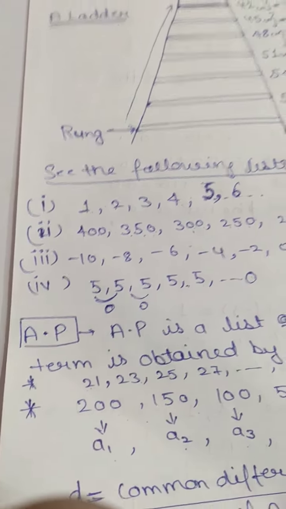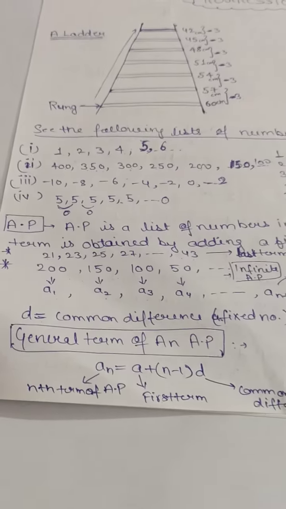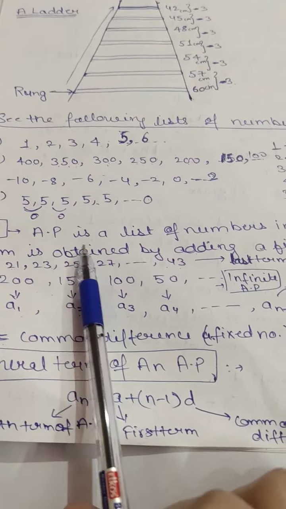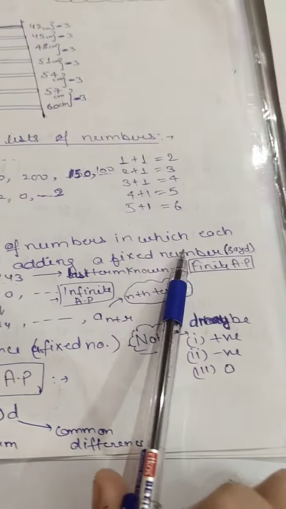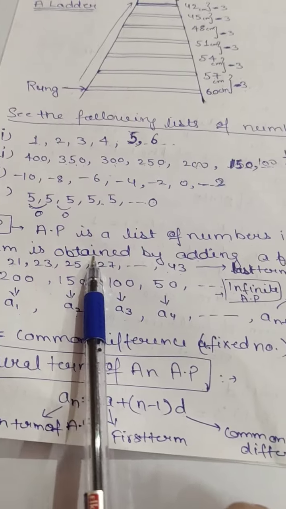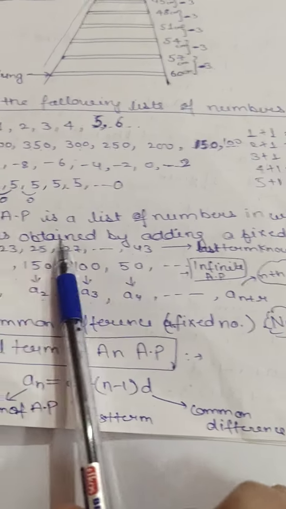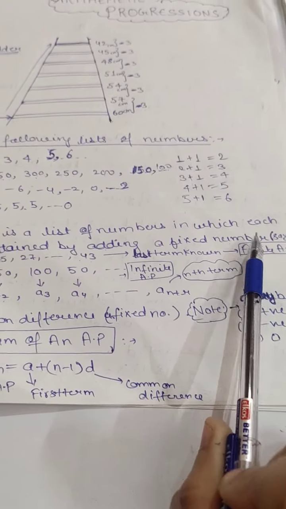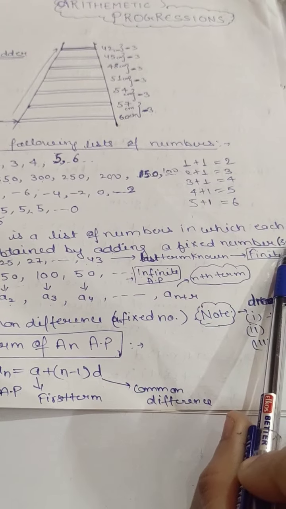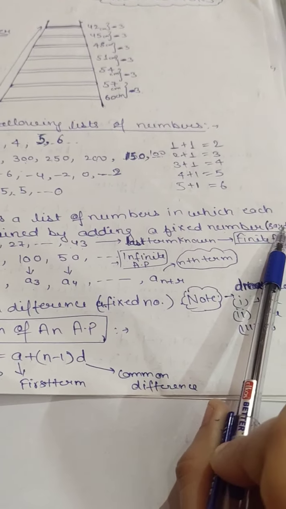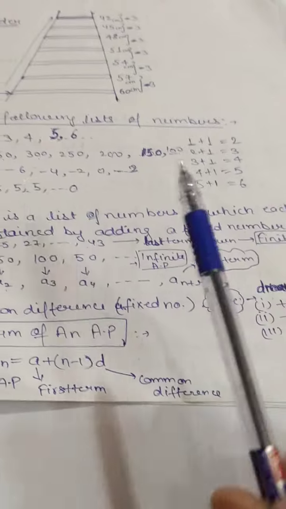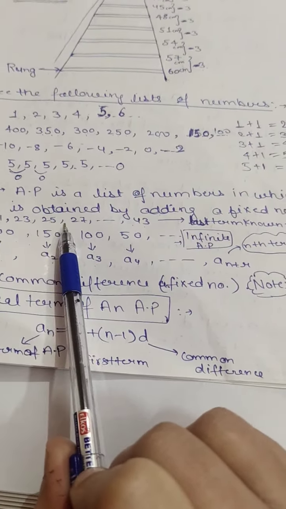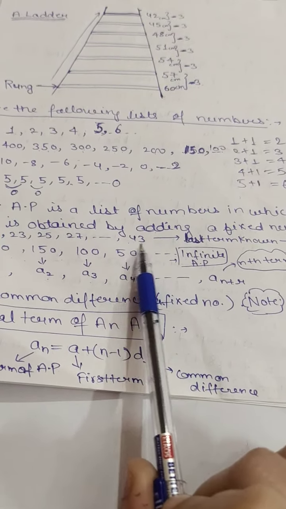Okay, now from this we can say what an AP is. An AP is a list of numbers in which each term is obtained by adding a fixed number, and we can call this fixed number D, or a common difference. Okay, also let us take a series 21, 23, 25, 27 and so on up to 43.